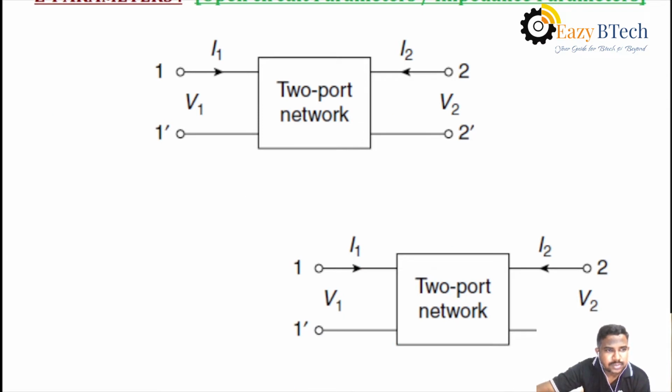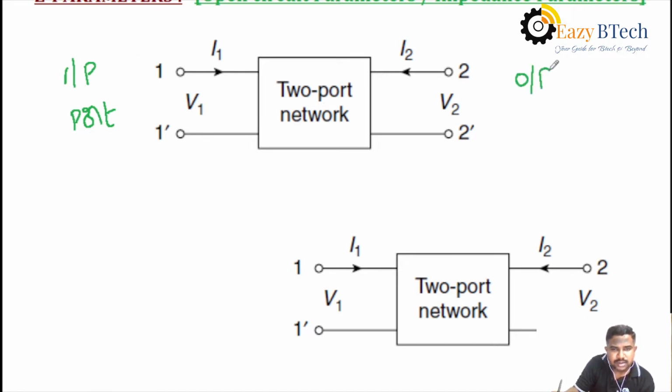Generally, suppose the given network has two sides. This one port is called the input port, and the second port is called the output port. This side is called the input port, and the other side is called the output port. If the circuit consists of only one port, there is no other port, these are called single port networks.